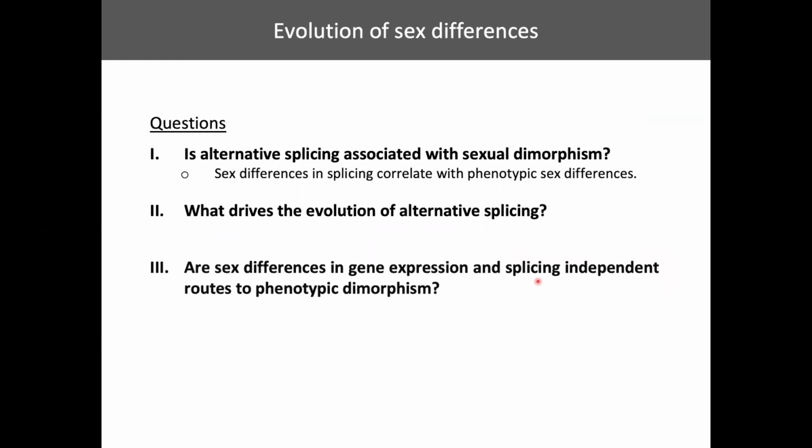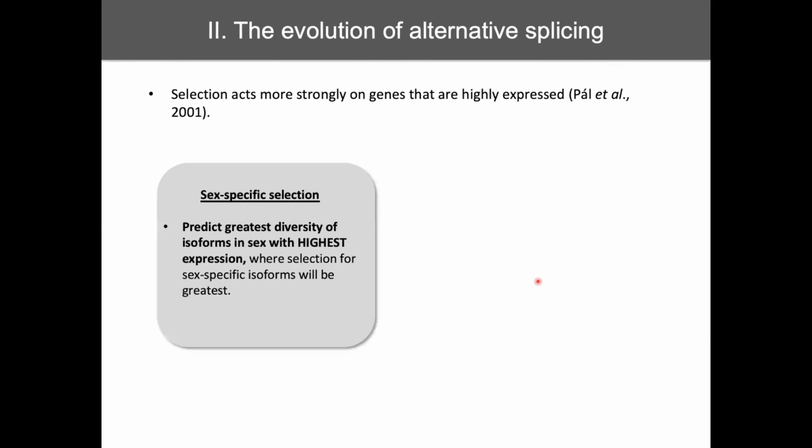So our second question was, what drives the evolution of sex-biased alternative splicing? And there's lots of debate as to whether splicing is functionally important and whether most isoforms evolve under drift. And so our questions tie into this broader debate. So if you remember earlier, the heat map indicated that patterns of alternative splicing evolve rapidly. And we wanted to find out why this was. Specifically, we wanted to test whether this rapid rate of evolution was a product of sex-specific selection or genetic drift.